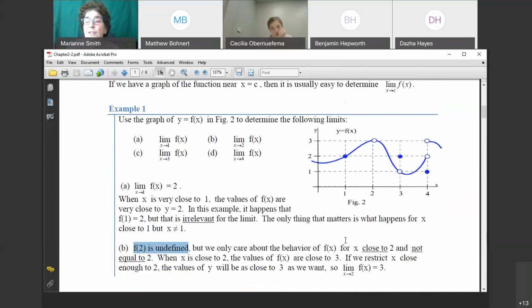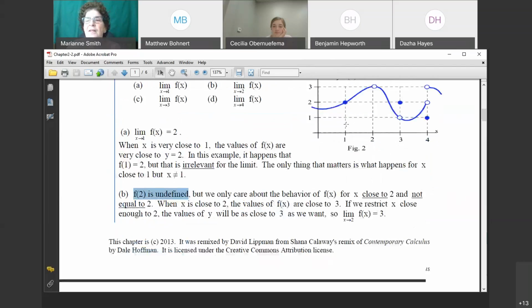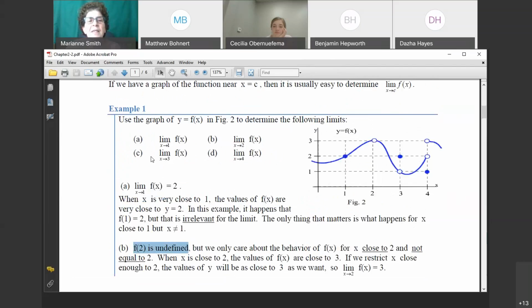Okay? So this second one, part B, is an example of where the limit exists, right? And it's a number, 3. But the actual function value at that x is not defined. That's like our figure 1 example. So you can see holes in graphs, typically the limit exists there, even if the function value doesn't. Let's take a look at C.